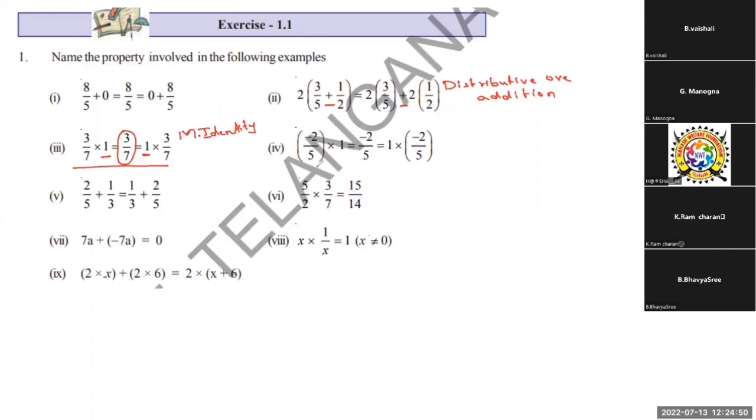Now fourth one. Again it is being multiplied with 1. So this is also multiplicative identity. Very good. Now fifth one, Bhavyasri. Just tell about that fifth one. Which property is it? Unmute it, Bhavyasri.